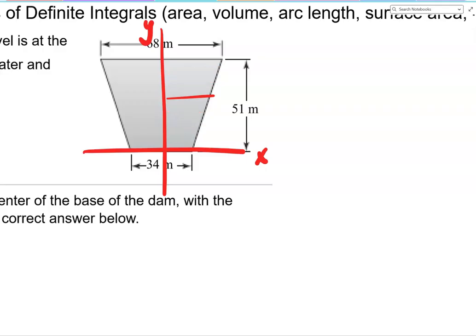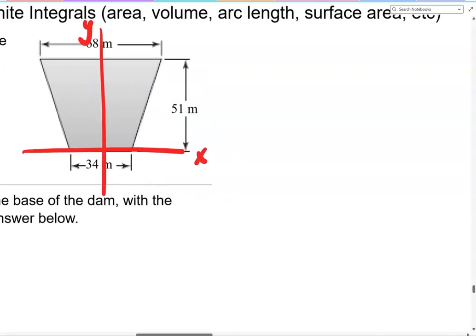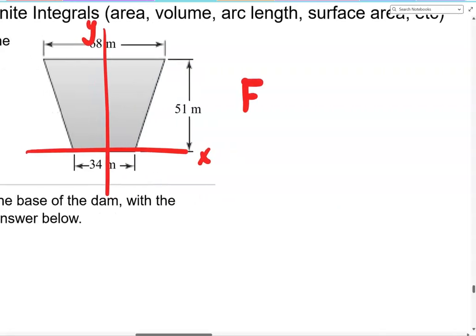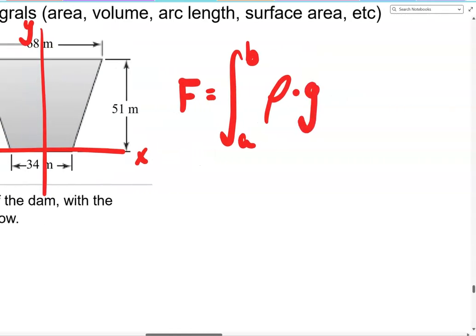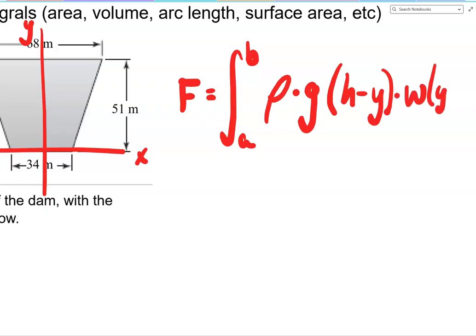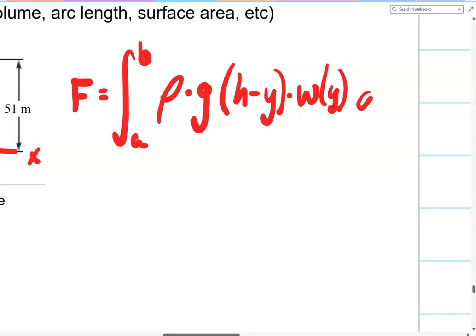So we're going to do a little bit of work to compute that, but before we get too far, we'll just remind ourselves that the total amount of force that the dam is capable of holding back, if it's filled with water, would be the integral from a to b of rho, the density of the fluid, times g, the gravitational acceleration experienced, times the height of the dam minus y, times the width of the dam relative to y, based on y. We're going to integrate with respect to y.